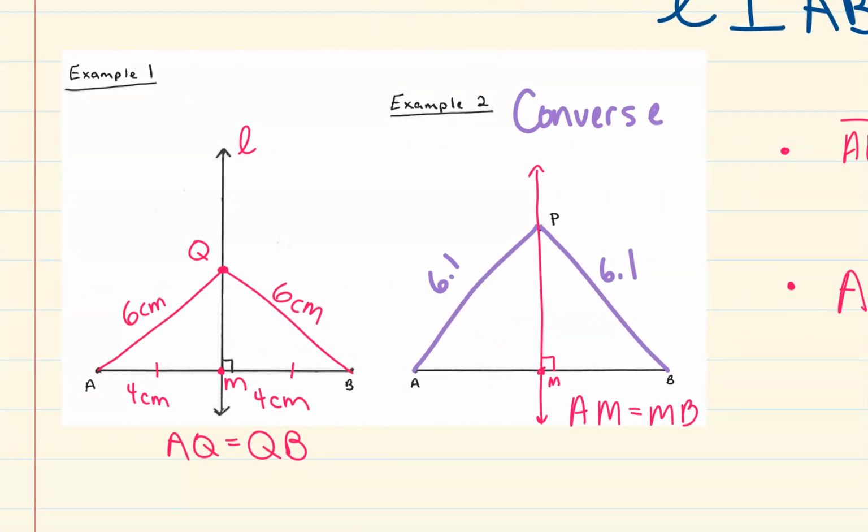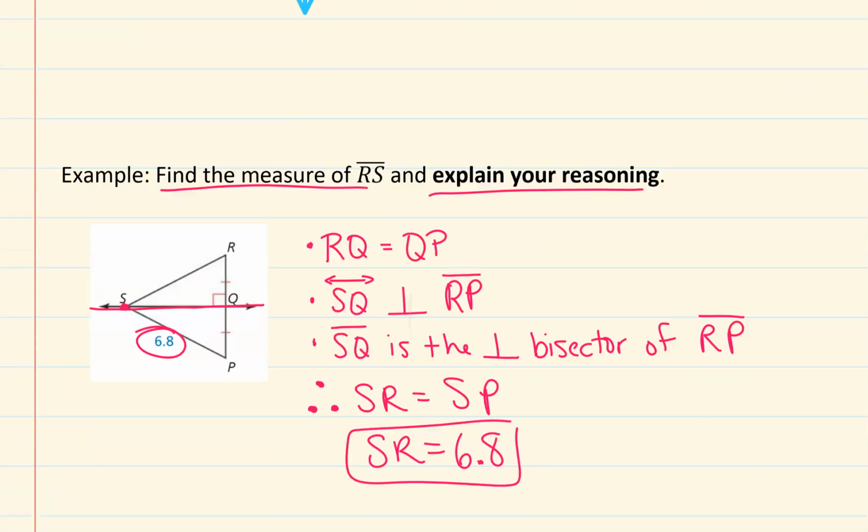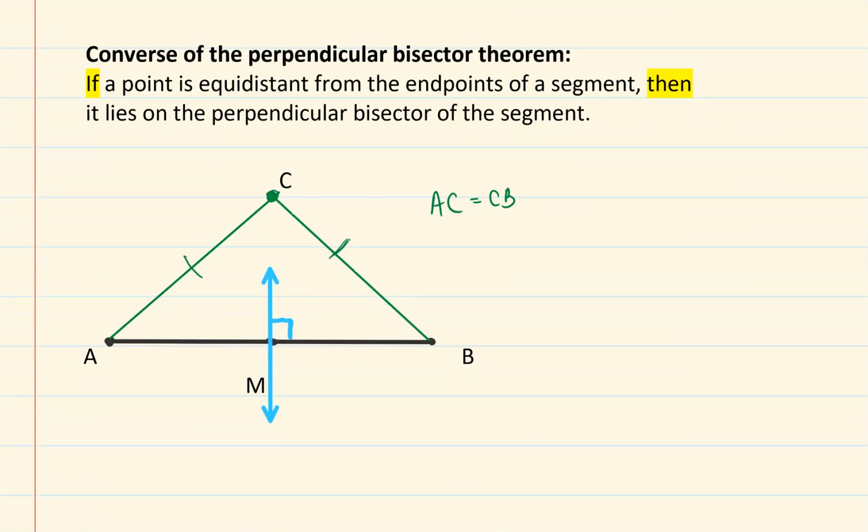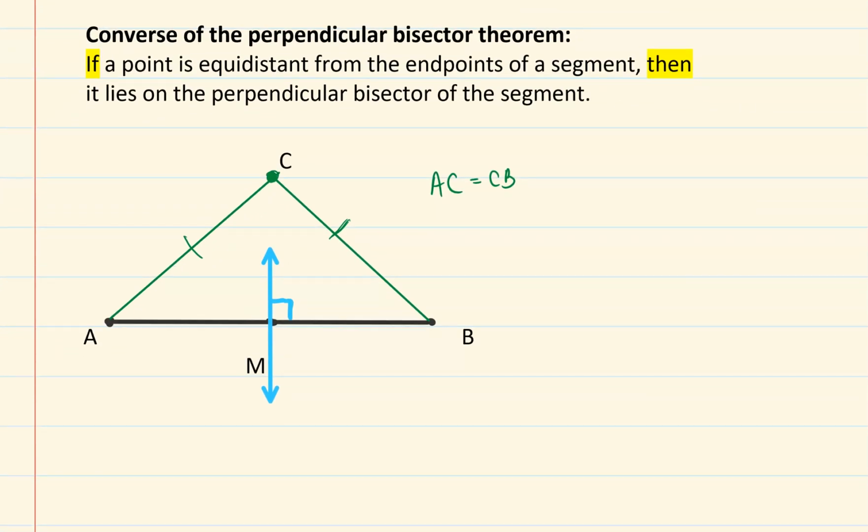Okay, so let's come back to your spiral, where we were writing the converse. And this is where we said, if I know that C is the same distance to A as it is to B, then if I draw a line that's perpendicular to that segment, it's going to be the perpendicular bisector. And I'll show you how we would use this in an example.